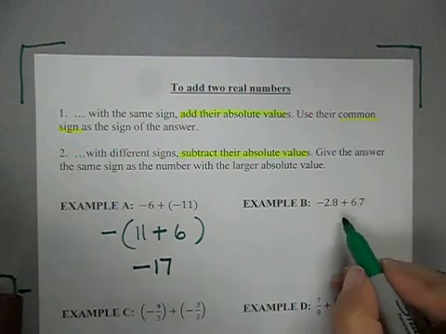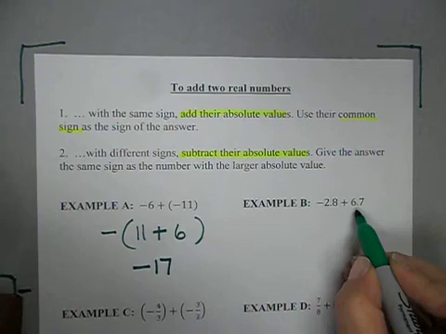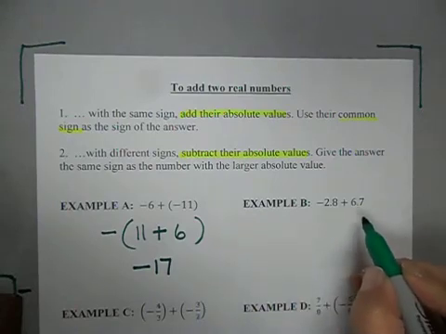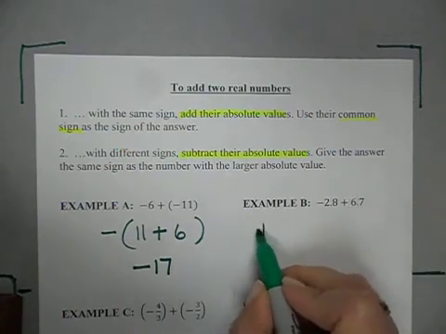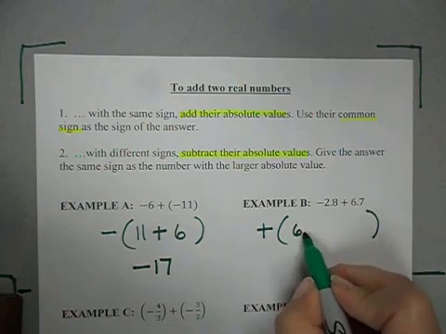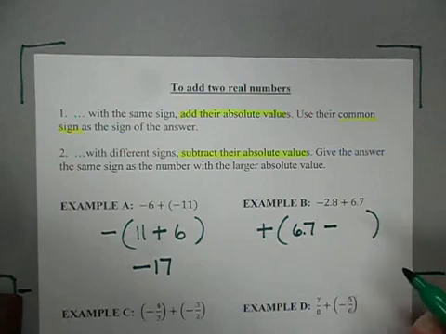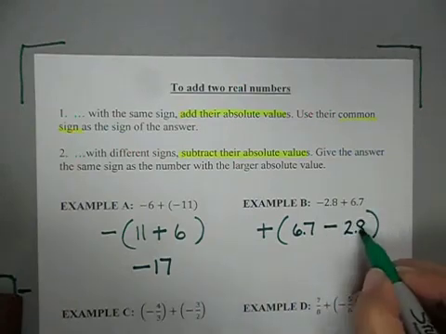Next example, this time I have a positive number and a negative number, so I have different signs. So the rule says to keep the sign of the number with the largest absolute value, which is 6.7, so that's positive, so my answer will be positive. Again, put my set of parentheses, and because they have different signs, I'm going to subtract their absolute values. So again, I'm going to do the larger one, the absolute value of 6.7, minus the absolute value of -2.8, which is 2.8.